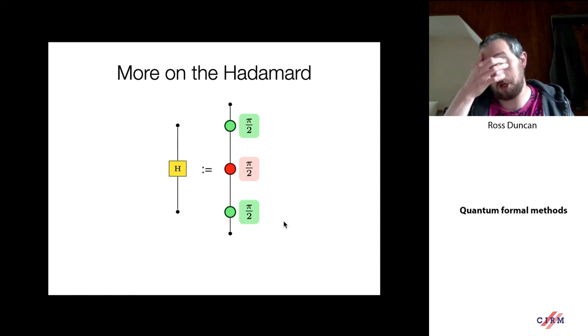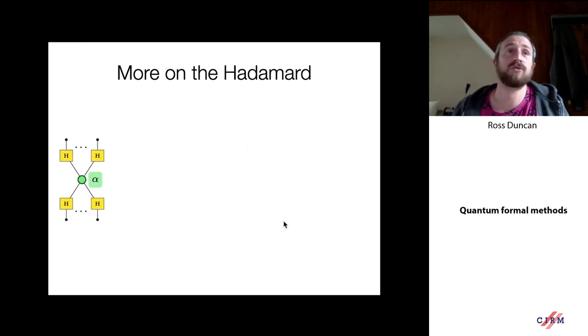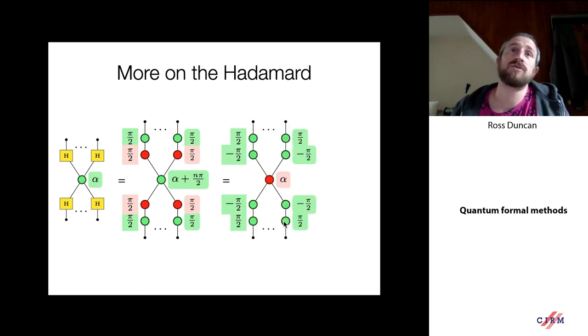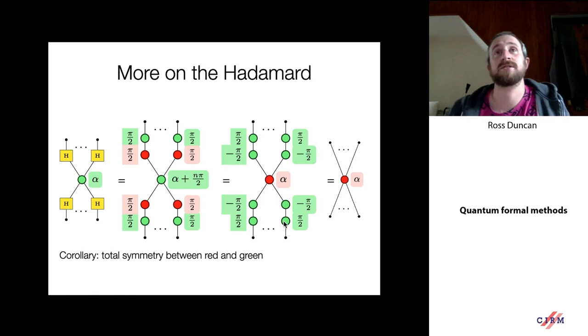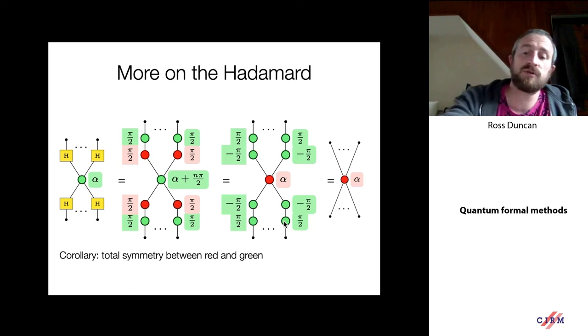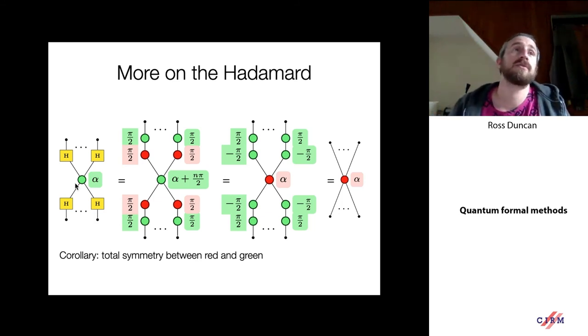And if I use this notation, then I can justify my previous weird rule. So if I have a Z vertex surrounded by Hadamards, then I unpack the definition of the Hadamard, I get this configuration, which maybe looks familiar. And then if I use my strange rule, I get this, and then everything cancels out. And so on account of my Hadamard rule, I have a symmetry between green and red. So everything that's true about green is also true about red. Okay, so let's see some examples.